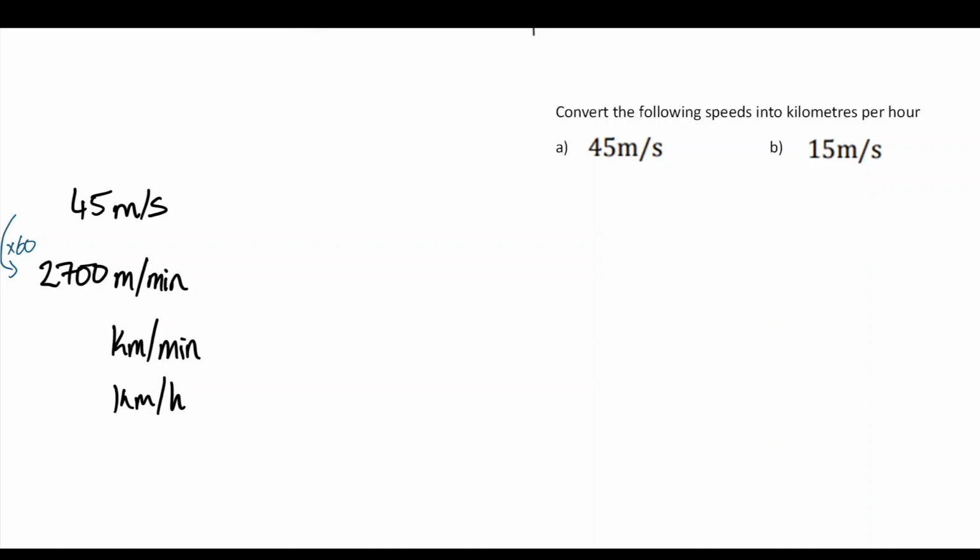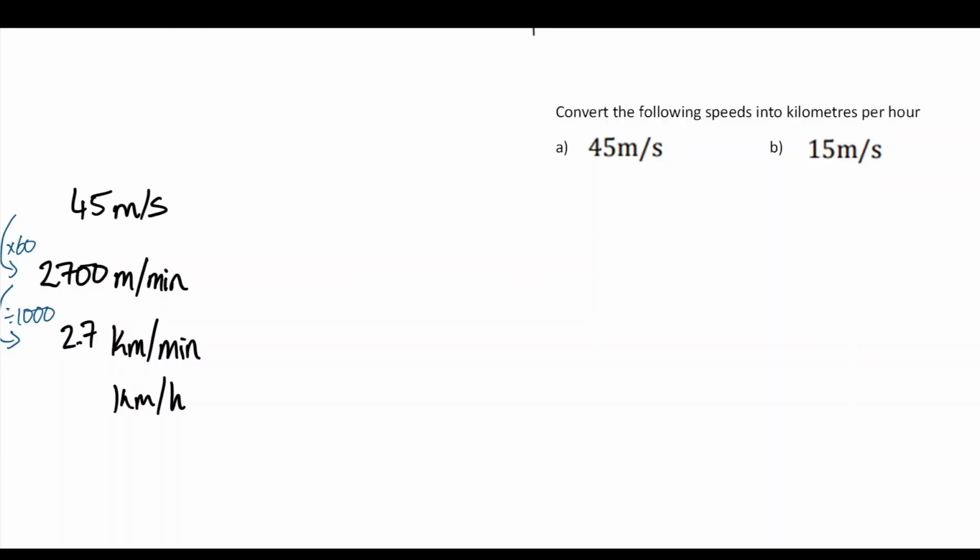2,700. Well, however many meters I travel in a minute, I expect to have traveled fewer kilometers. 1,000 meters would be 1 kilometer. So I know it should be fewer. So the scale factor of 1,000, I'm going to divide by 1,000.